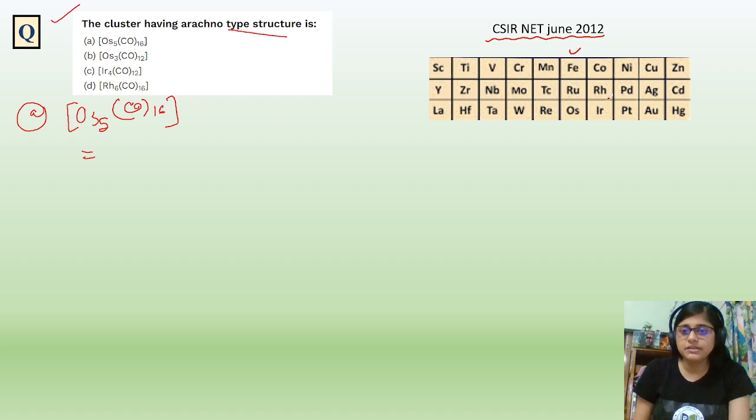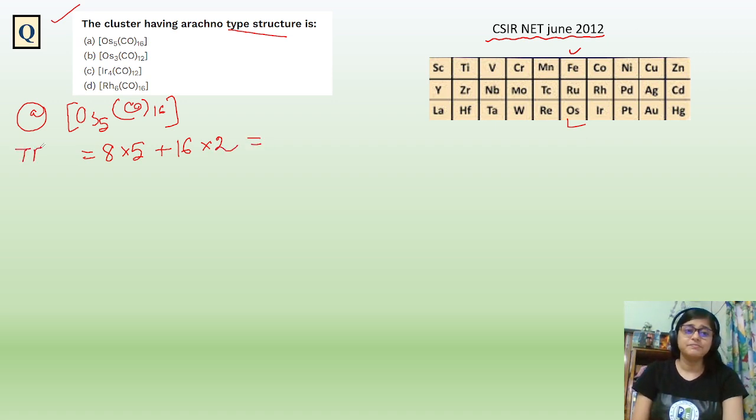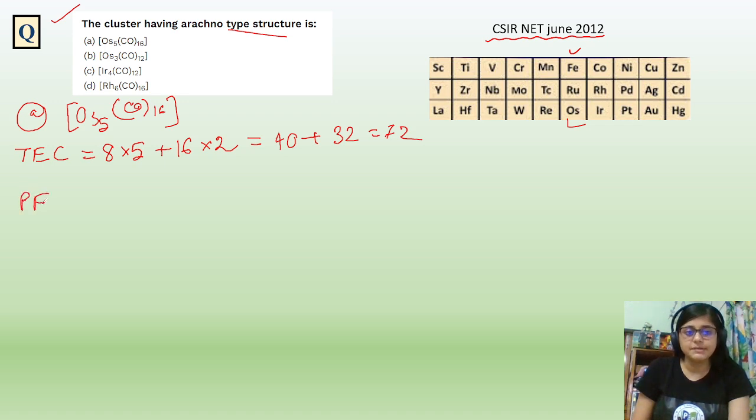So Os is in which group? Fe group, Os. So 8 into 5 plus 16 into 2. Fine. This is what? This is TEC. Okay. Solve it fast. 40 plus 32. That means 72. Fine. Now PEC. Second step. PEC means TEC minus 12n. 12 into 5. That means 60. So 72 minus 60. That will be 12.